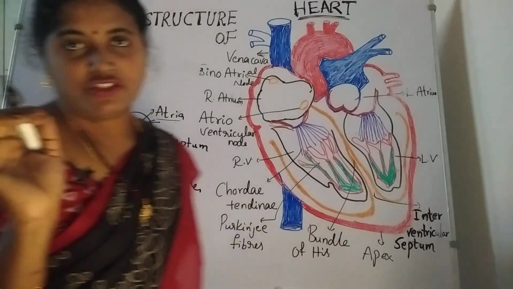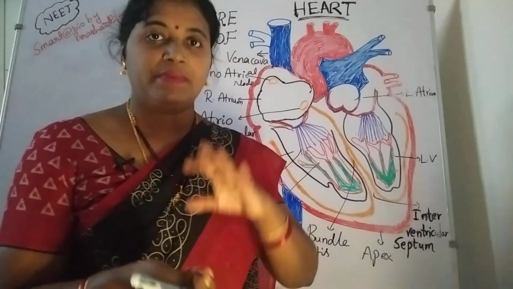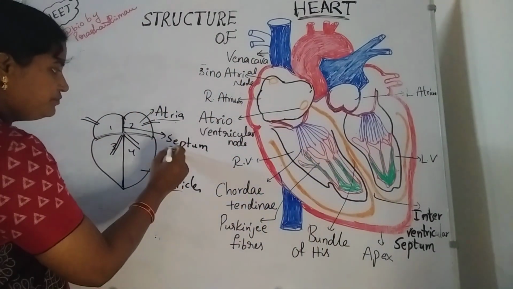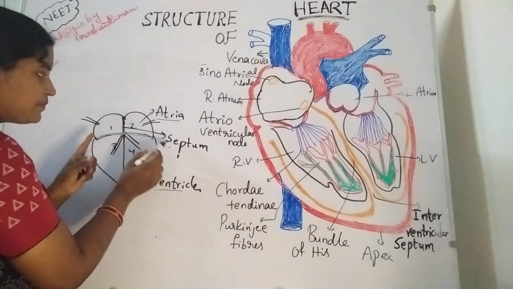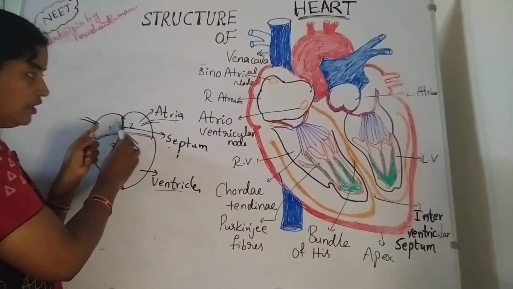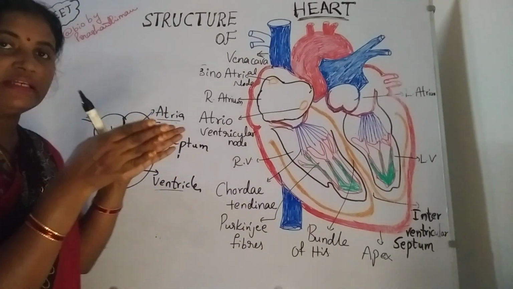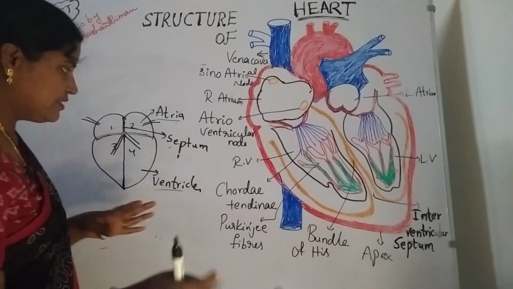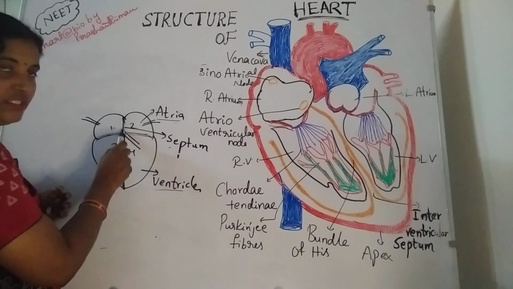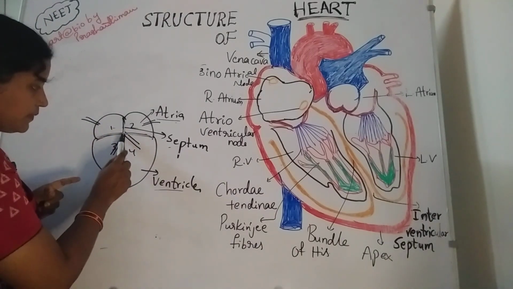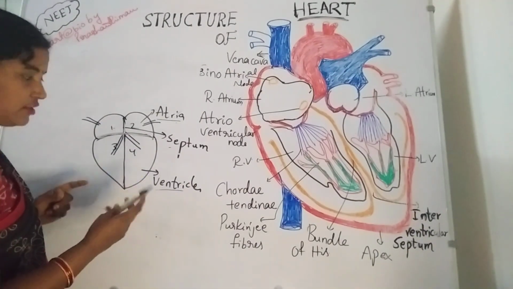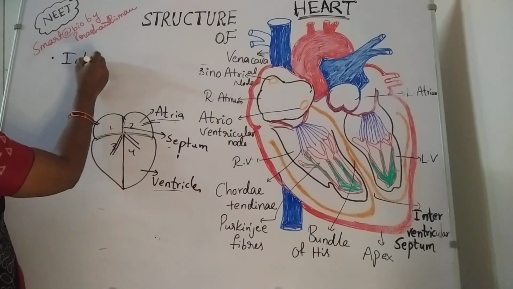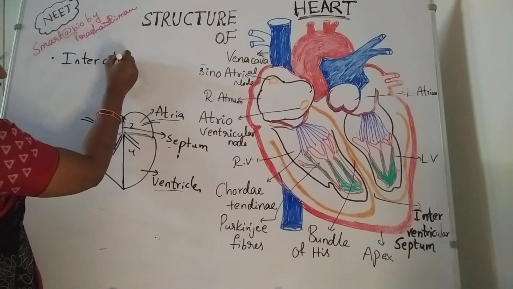Based on its location, that is, the place where it is present, each one has been given a name. So if the septum is present between two atriums, it is known as interatrial septum. Why? Because it is present in between the atriums. If it is present in between the ventricles, automatically, see, I am writing here: interatrial septum.